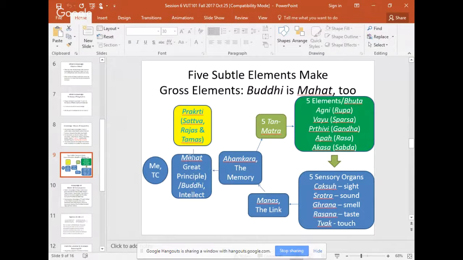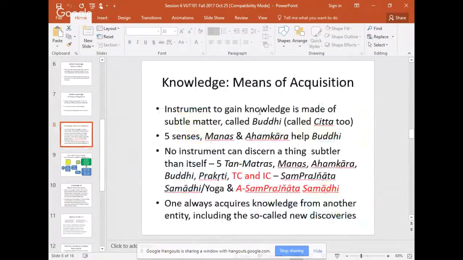Idea I get to know. These are all very subtle instruments, while this is a gross element. So this is what my talk is about. The instrument to gain knowledge is made of subtle matter called buddhi, also called chitta, that I have described many times. And two weeks later, I will have a better opportunity when I talk about upasana, while Patanjali calls buddhi as chitta.